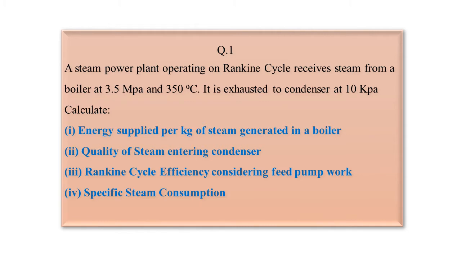Problem statement: a steam power plant operating on Rankine cycle receives steam from boiler at 3.5 megapascal and 350 degrees Celsius. It is exhausted to condenser at 10 kilopascal. Calculate first, energy supplied per kg of steam generated in a boiler. Second, quality of steam entering condenser. Third, Rankine cycle efficiency considering feed pump work. Fourth, specific steam consumption.